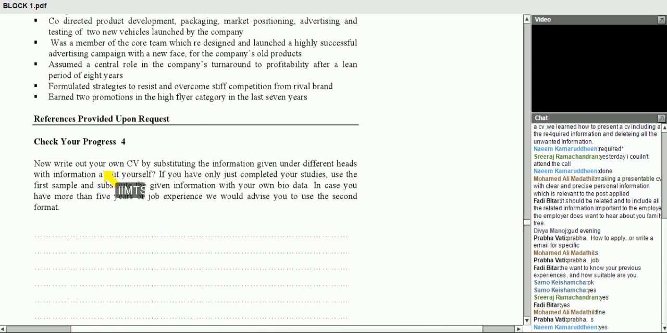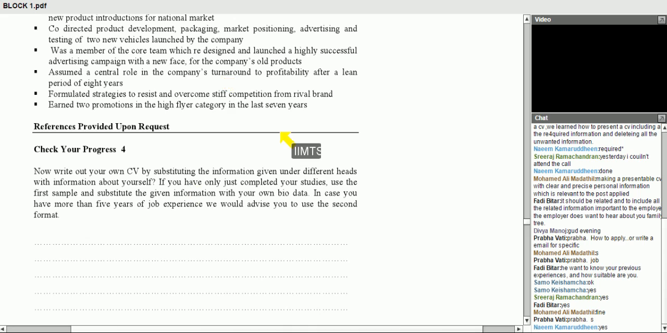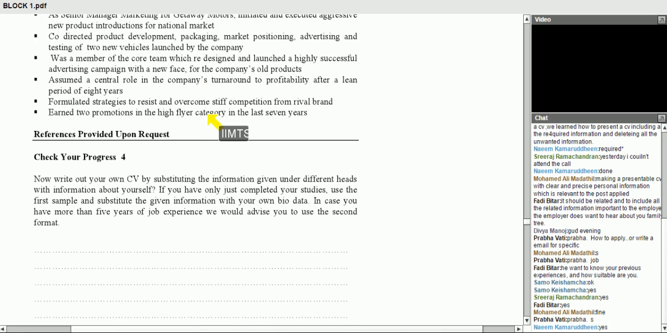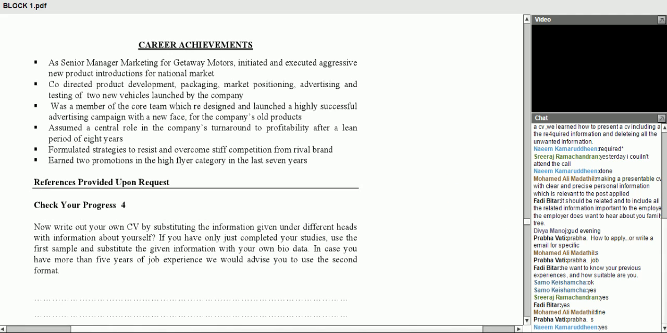Now write out your own CV by substituting the information given under different heads with the information about yourself. Like you, or most of you are experienced, right? So you have to follow the same format which is listed here. Okay, the heading should be the same, but the subject matter should be personal. Person specific, right? So first of all, you are going to write about what?